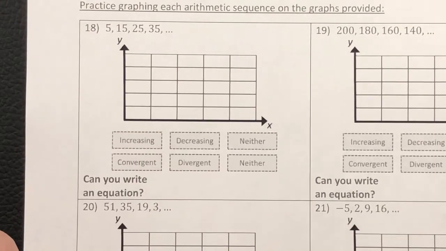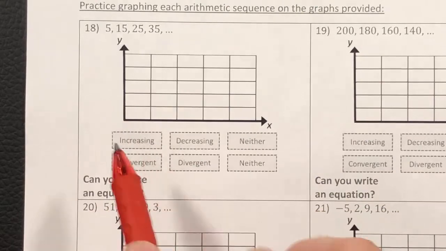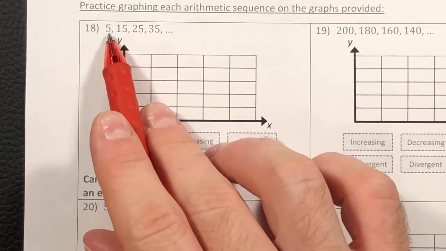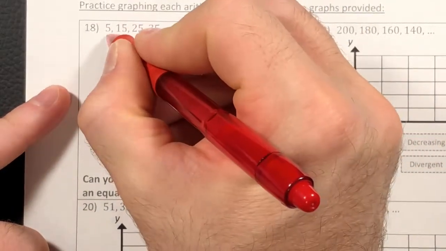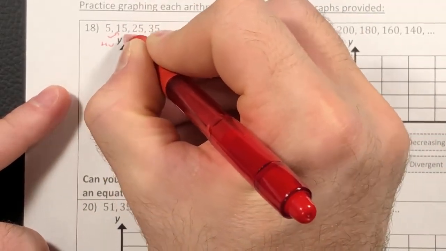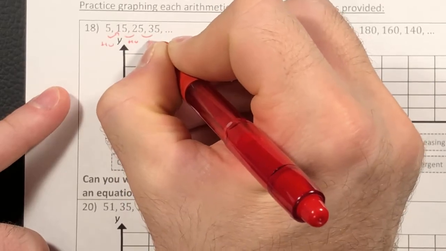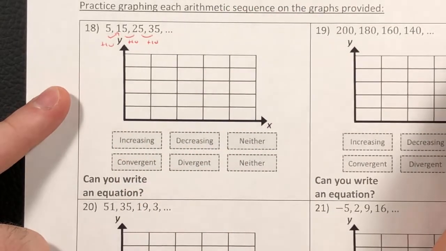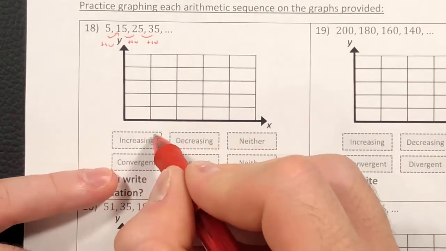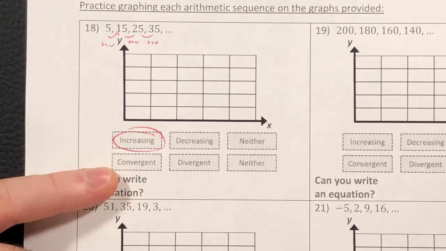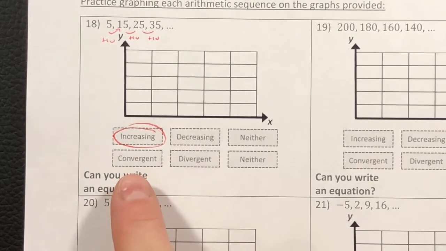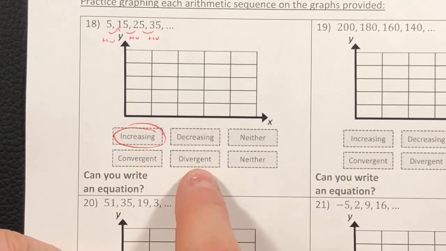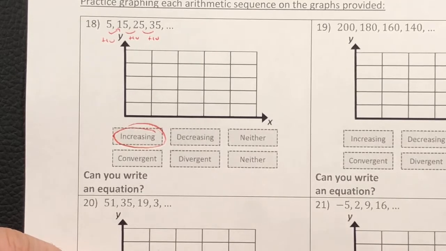Okay. So let's see where this is going. So with my x and my y, I have 5, 15, 25, 35. It looks like what I'm doing each time, I added 10, and added 10. Okay, so this graph seems to be increasing. And so let's go ahead and graph it and see if it's converging on a point, diverging away from a point, or if it's neither.